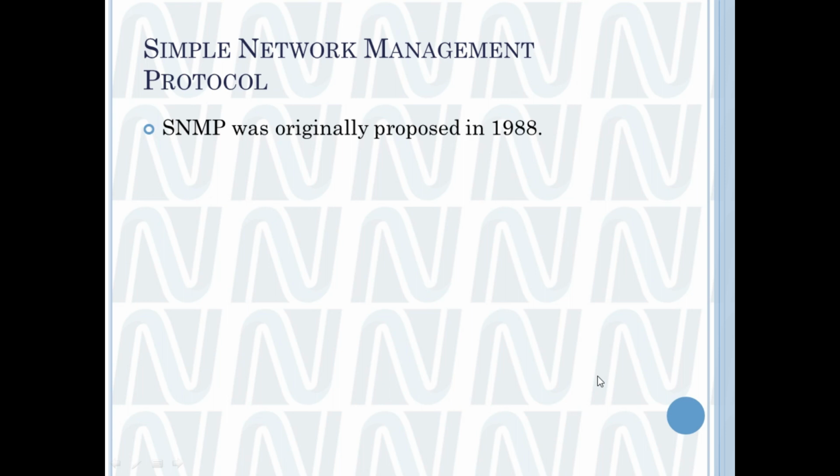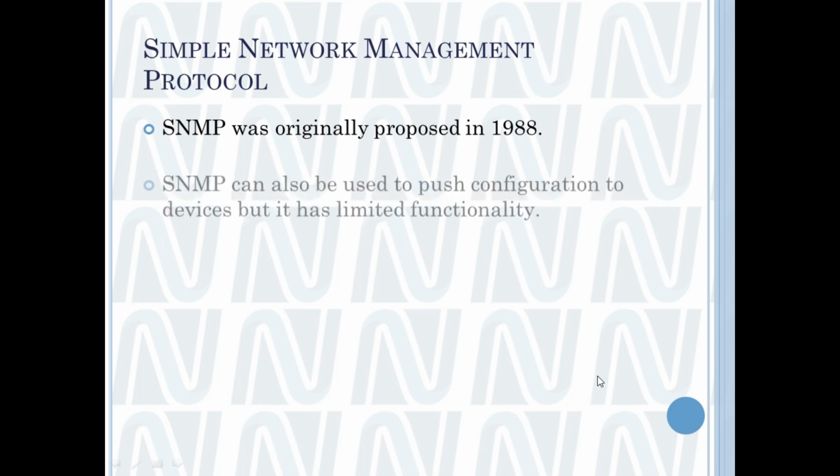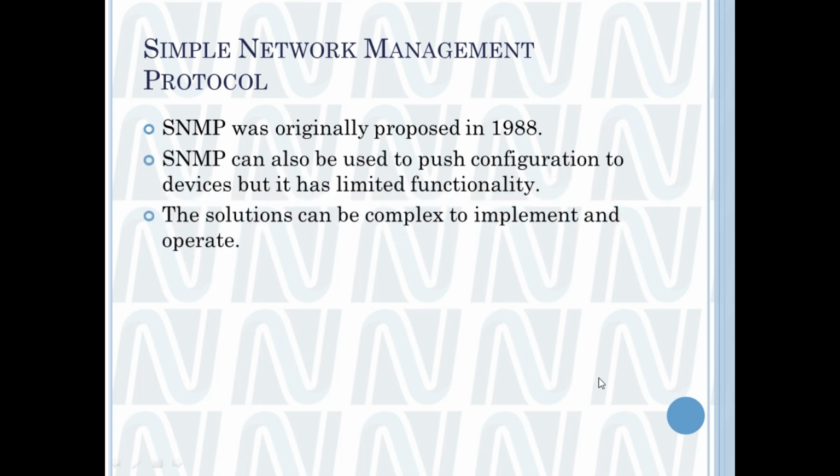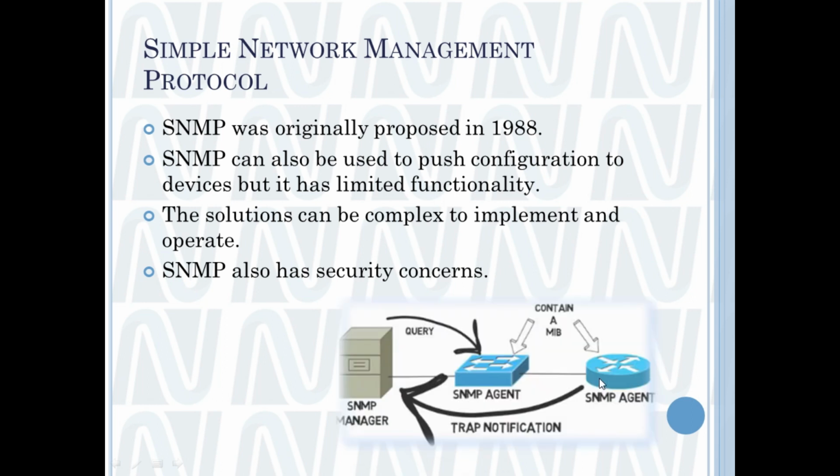SNMP was originally proposed in 1988, and we can use it to push configuration and also to monitor, and we can see that it has some security concerns. Before version 2, version 3 can support authentication. The SNMP manager can behave in two ways: either it can send the query, as we can see over here, or the devices can send traps whenever required. So you can see the first agent is telling the SNMP information about the query, and the second one behaves on the traps.